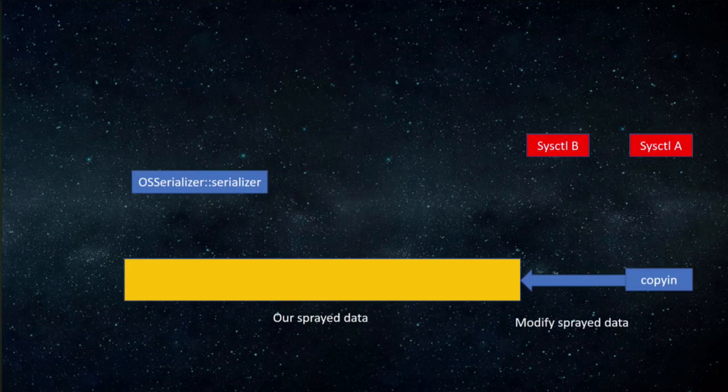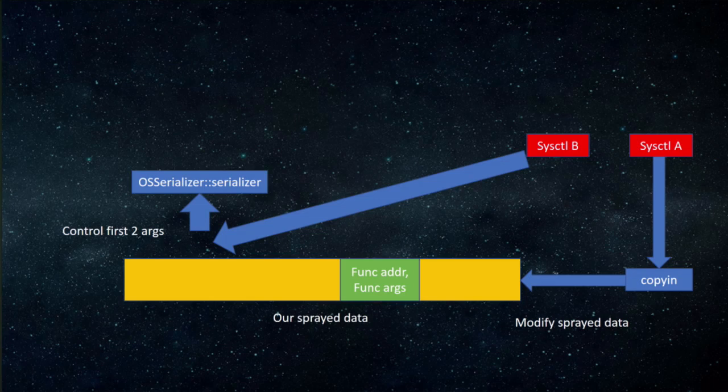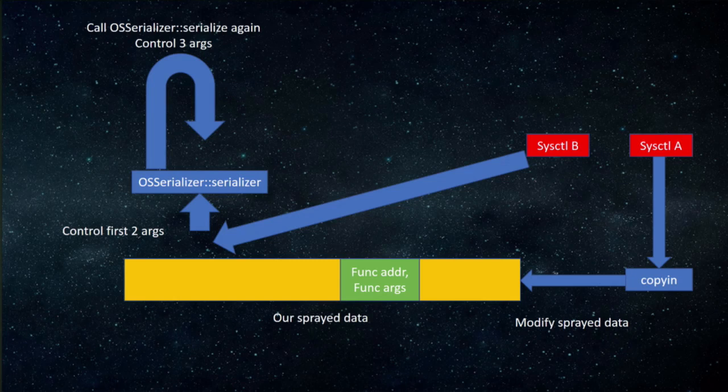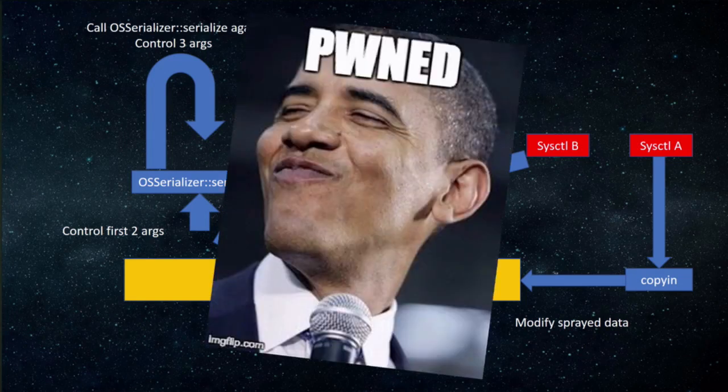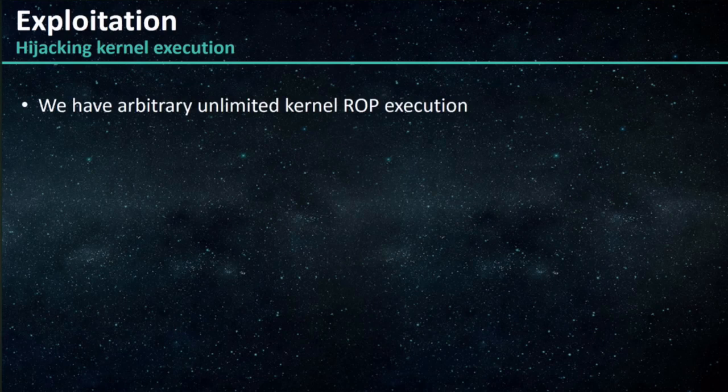And now every time I want to call some function, I call one sysctl. The sysctl calls copyin, which constantly overrides a specific kernel address, which is our sprayed data. So we override some parameters here. The second sysctl will call the serializer gadget, which will call itself again to control 3 arguments, which ultimately will call our modified data. This way, we can achieve kernel read-write and kernel function call deterministically. So we have kernel ROP.